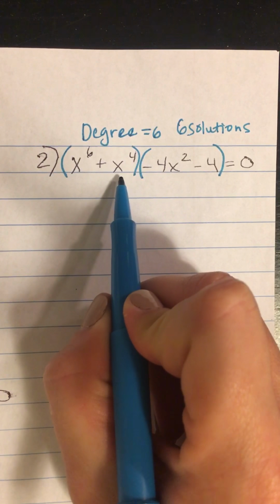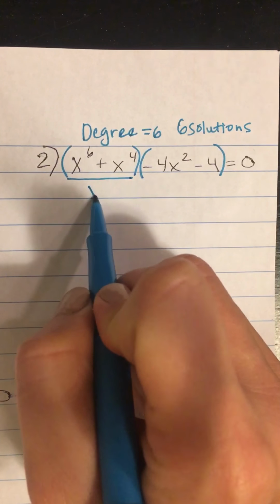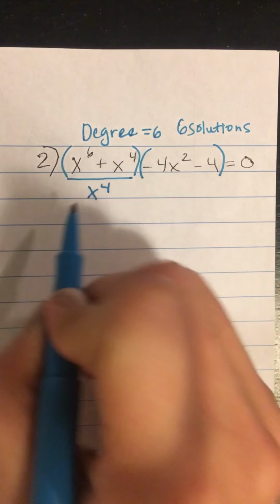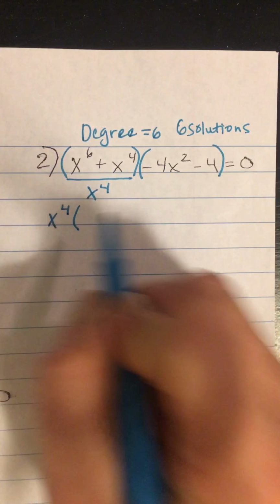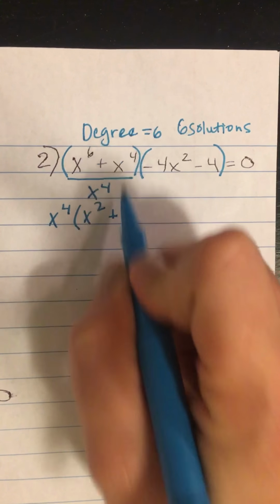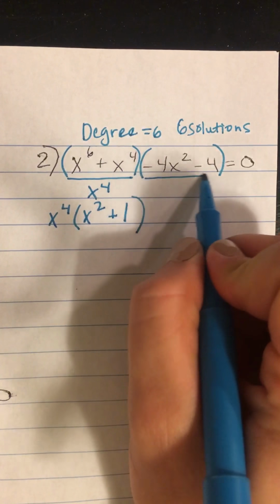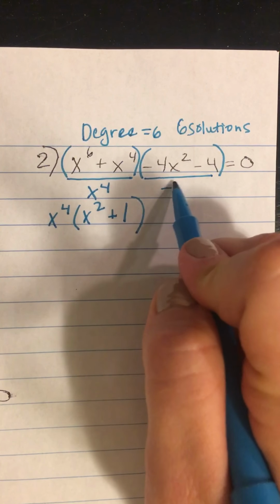So I'm going to take this part here on the first side, and ask myself what is the GCF. I see they both have x to the 4th power involved. So if I take x to the 4th power out, I then have only x squared from the x to the 6th, plus 1, because that's completely gone. I'm going to ask myself the same thing over here. What's the GCF? Well, the GCF here is just -4.